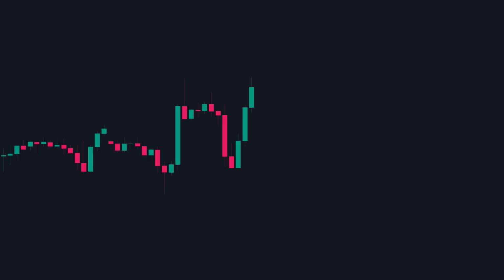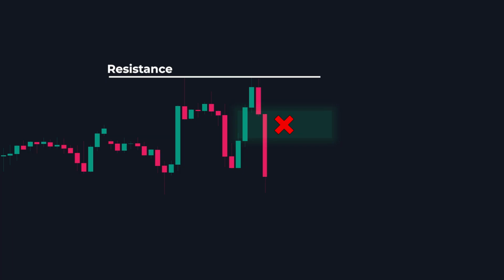Another important thing: avoid trading fair value gaps that form near major key levels, as price is more likely to reverse or consolidate in these areas. This FVG is invalid because it's too close to resistance. Price is likely to reject or consolidate instead of giving a clean move. It's better to trade FVGs away from key levels for higher accuracy.